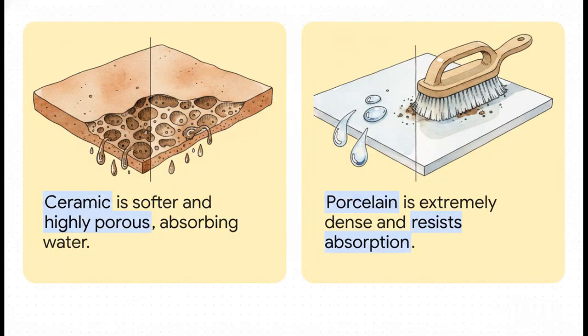Let's look at a classic example: ceramic versus porcelain. There is a massive structural difference here. Ceramic tiles are fired at lower temperatures, so they're actually quite soft and highly porous. Because they absorb water and dirty mop water deep into their structure, they require penetrating cleaners. Porcelain, on the other hand, is refined clay fired at massive temperatures. It's incredibly dense and practically resists absorption entirely. Stains just stay on the surface. But because of its extreme hardness, porcelain requires aggressive surface degreasing and strong mechanical agitation to release dried-on soils.